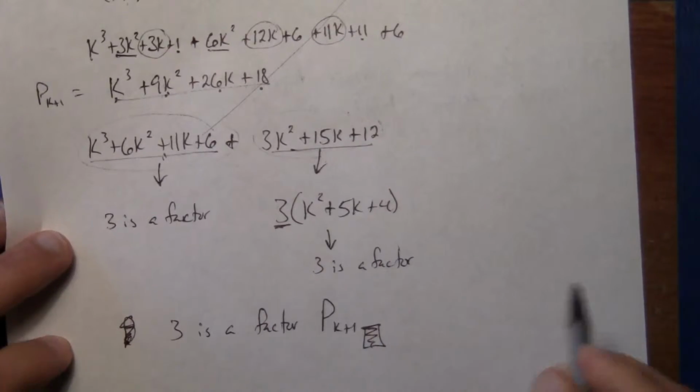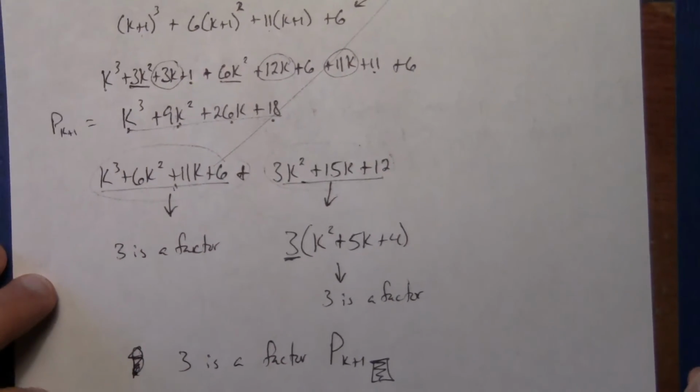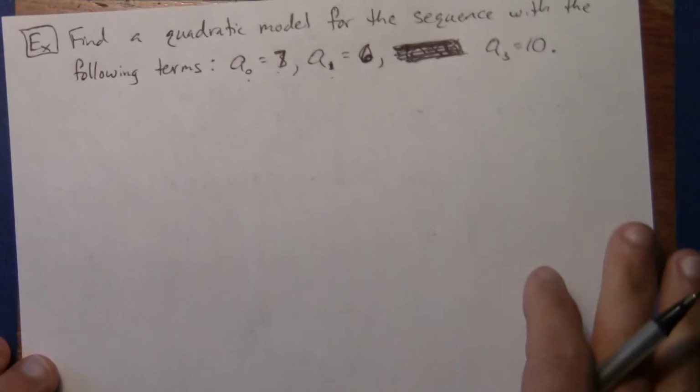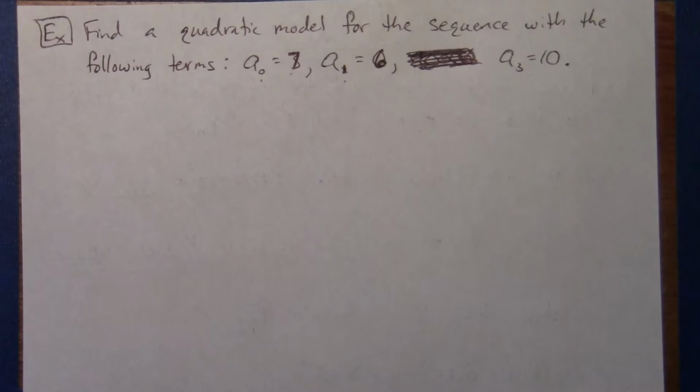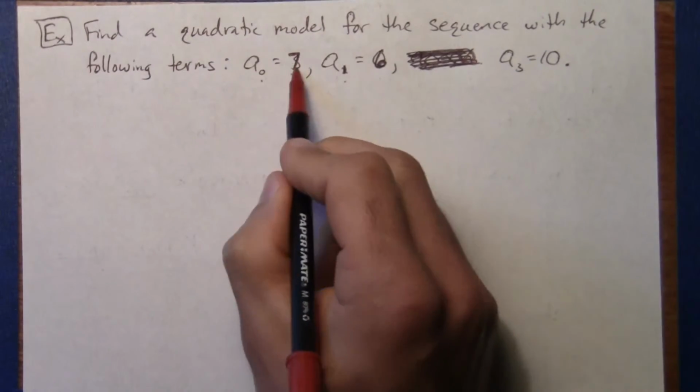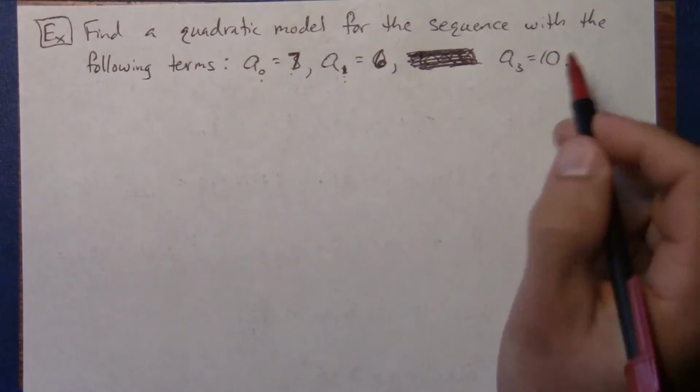So a little bit different than the ones that we did yesterday, but similar in terms of the steps that you're running through. Alright, so the other problems. This one's asking you to write a quadratic model for the sequence with the following terms. The 0th term is 7, first term 6, third term 10.